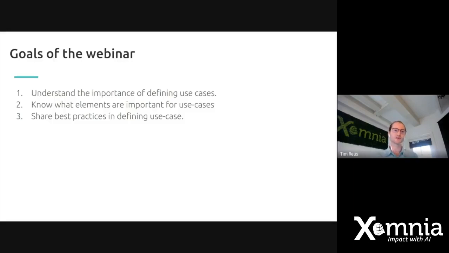The second goal is what elements are important for a good use case. We've defined a few which might seem relatively straightforward to some of you, but trust me, I've seen it quite often in practice that people don't think about these things. And on the third level, we would like to share some best practices on how I define use cases, or at least start off by defining use cases. So these are the goals that I would like to note to the audience.